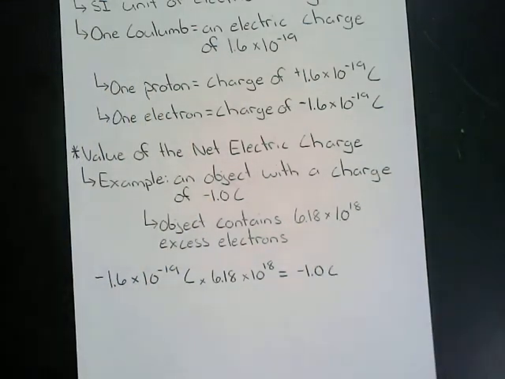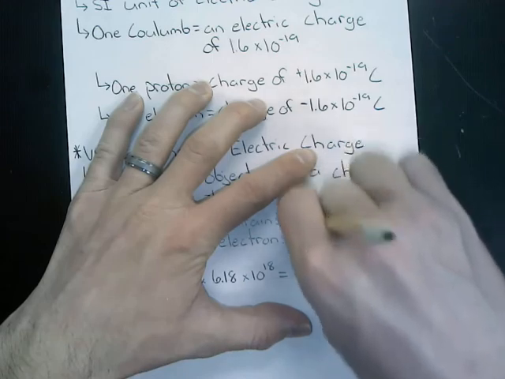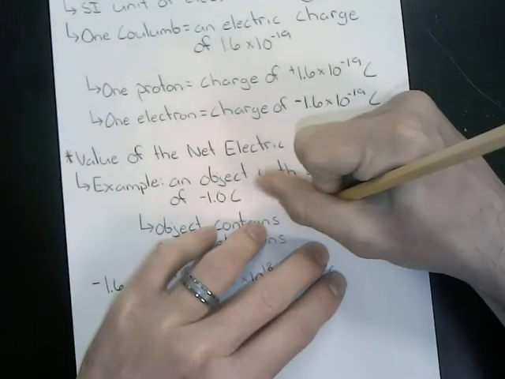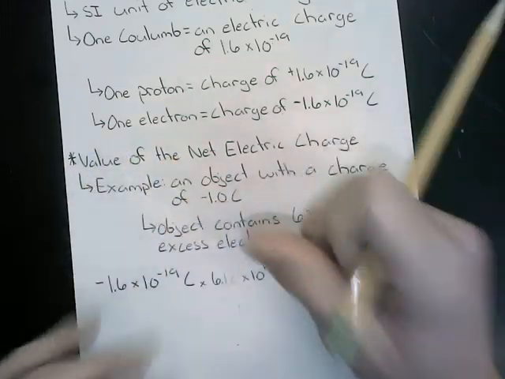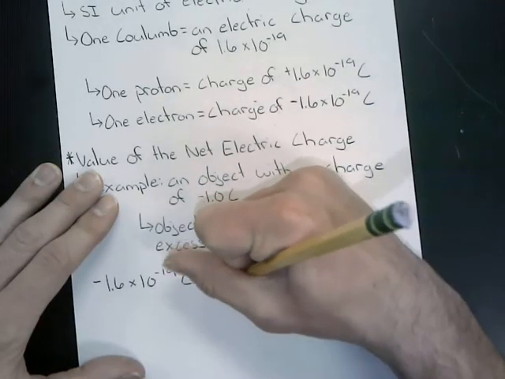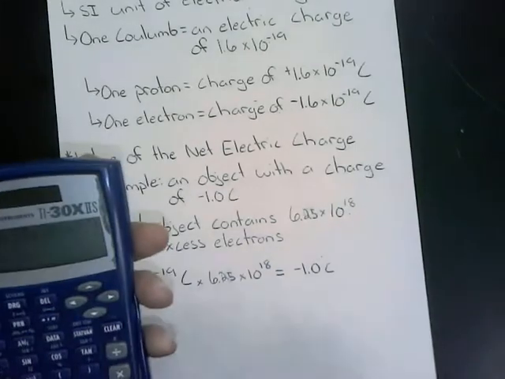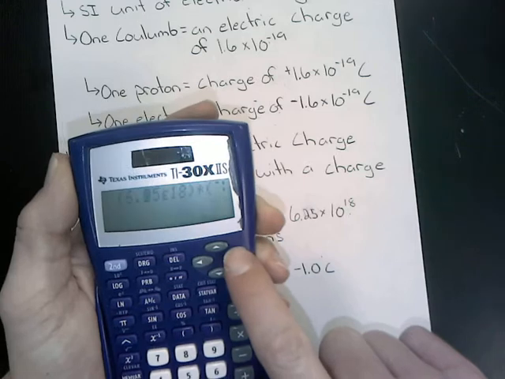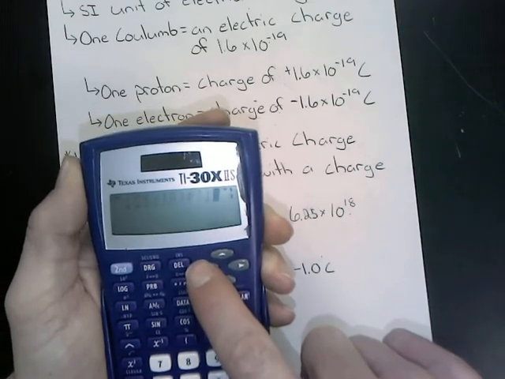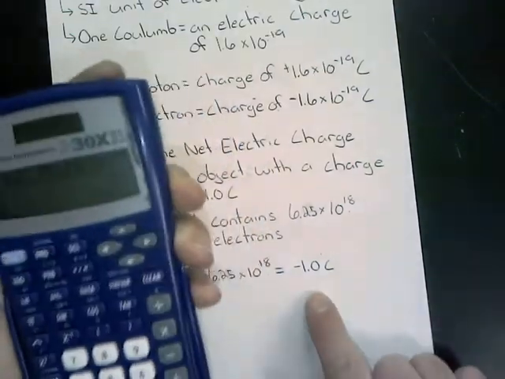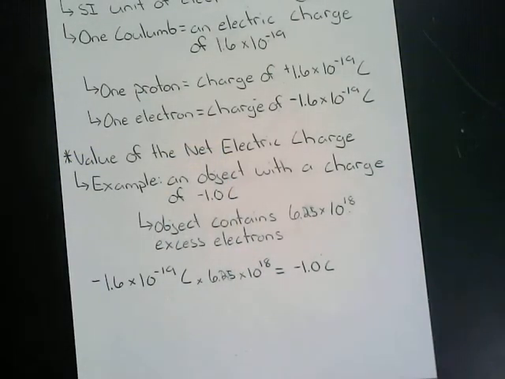Okay, so all of these things can be interrelated together in what we have up top here. Whoops, I made a mistake here. This should have an excess of 6.25 times 10 to the 18th. I was looking at the wrong chart. Just to show you that this does equal exactly 1, I'm going to go back in here and enter 6.25 times 10 to the 18th times negative 1.6, and this equals that negative 1. Okay, so that's where we get our values there.